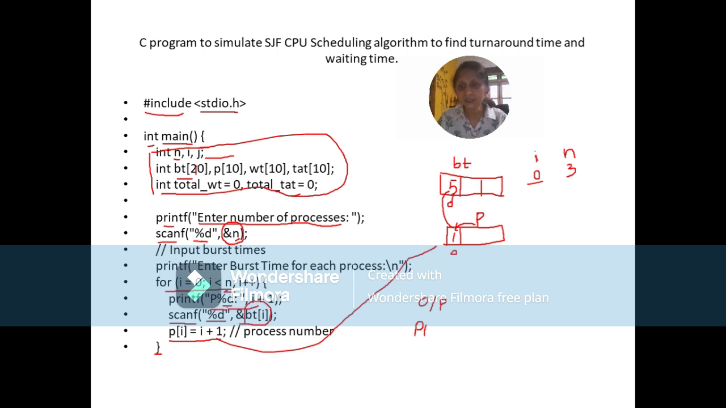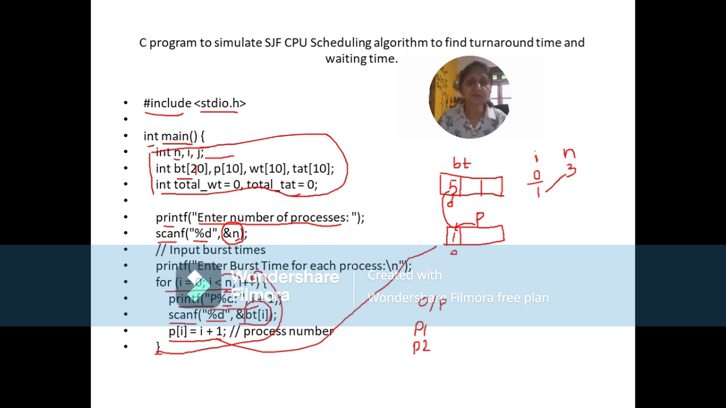From here, the control comes to the closing brace. From the closing brace, the control goes back to the beginning of the for loop and comes to I plus plus. So the next value of I is 1. Then again it checks the condition. Is 1 less than 3? Yes. So since 1 is less than 3, again it will print P. Percentage D will be replaced with I plus 1. I is 1. So P2.